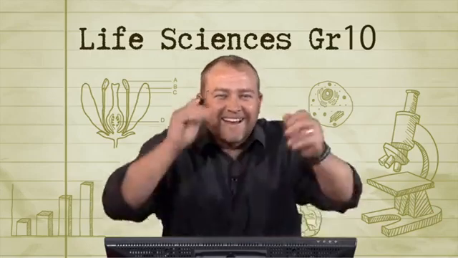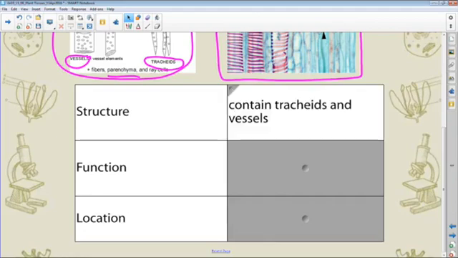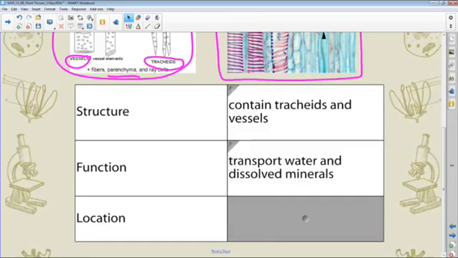Welcome back. Let's see how well you actually did. The structure of your xylem contains tracheids and vessels. Simple, easy. Next one, the function of it transports water and dissolved minerals. And last one, its location in the vascular bundle, because it is vascular tissue.